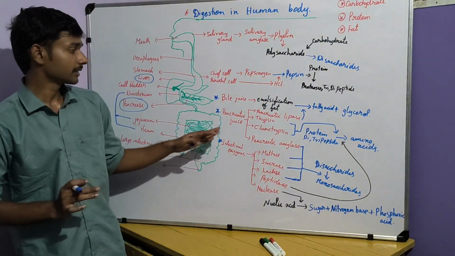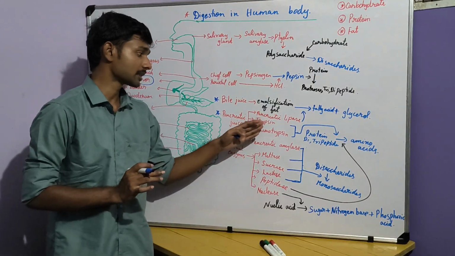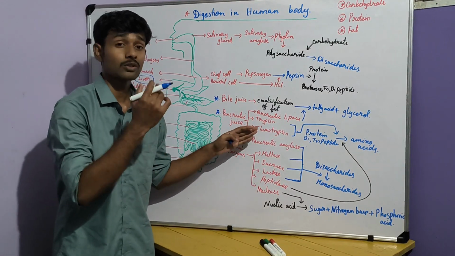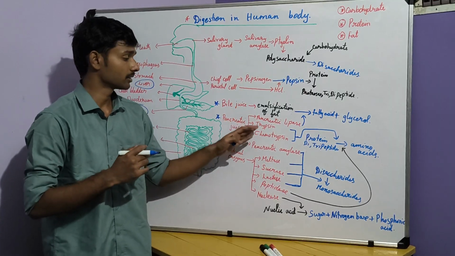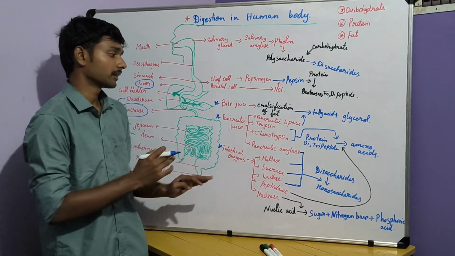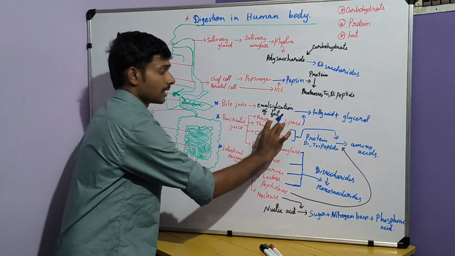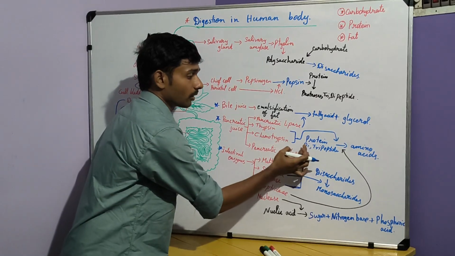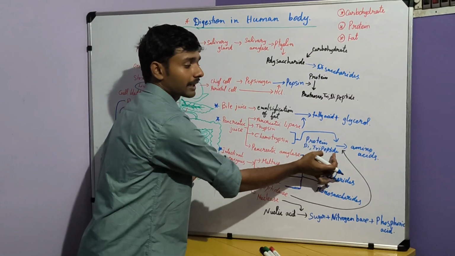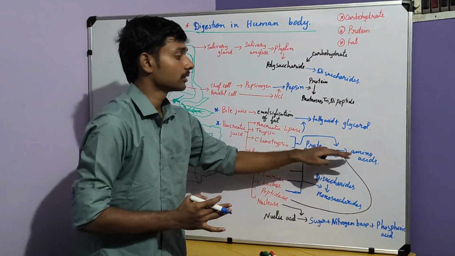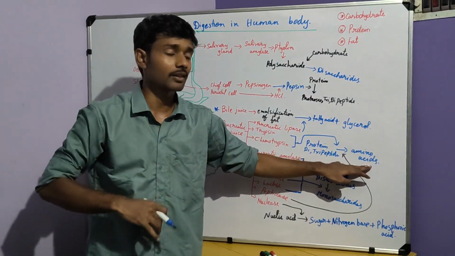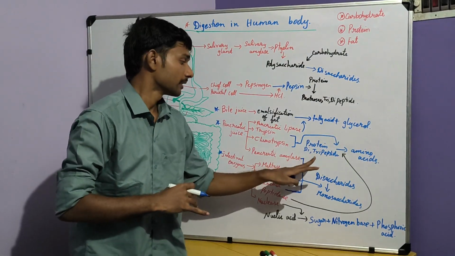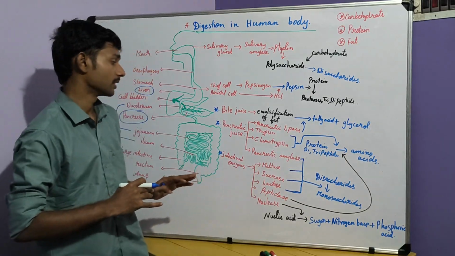The pancreatic juice also contains trypsinogen, which is converted into trypsin, and chymotrypsinogen, which is converted into chymotrypsin. These enzymes are involved in the breakdown of protein, converting the dipeptides and tripeptides into simple molecules that are easily absorbed in our intestine, that is, amino acids.